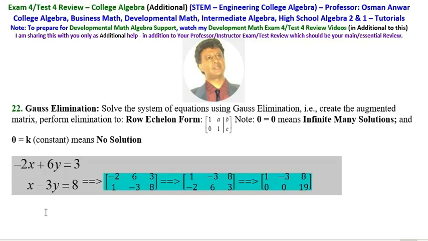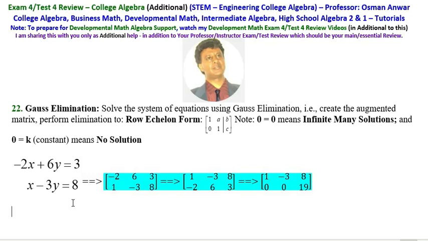So this is minus 2x plus 6y equals 3, x minus 3y equals 8. Then we're going to convert this into matrix. For x is minus 2, 1, for y 6, minus 3, augmented with 3, 8. Then we need 1 at the top, so simply interchange row 1 and 2. Then row 1 is now 1, minus 3, 8, and row 2 is minus 2, 6, 3.